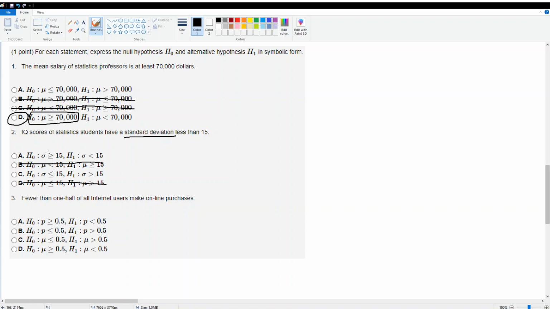Now, at this point you might look, they both have equal signs, so you might get stuck. Well, we know that one of our statements is that these students have a standard deviation less than 15. So one of our two has to say sigma is less than 15. That's this one right here. So therefore, we choose option A.